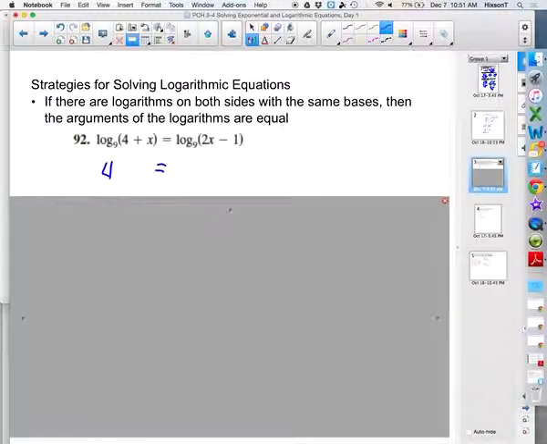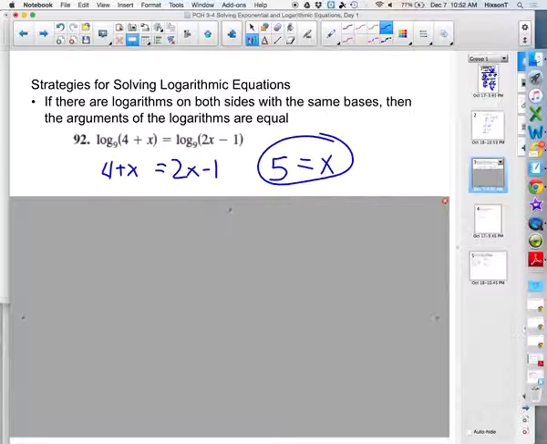Come on guys, wake up. What do we know? 4 plus x. There we go. It's really, really easy, but it's also easy to overlook. So 4 plus x equals 2x minus 1, so obviously then x would equal 5. That's a pre-algebra equation at that point. So that's our first case.